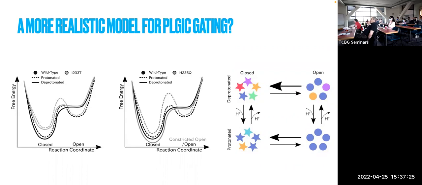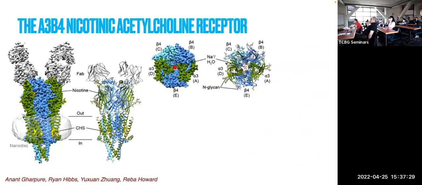We're still working a lot with the prokaryotic channels, and I'm going to come back to that. But a few years ago, we started to work a little bit with Ryan Hibbs' group, and in particular, Yuquan from our team started to work with them. And Ryan is doing far more advanced structures than we are, in particular going after heteromeric receptors. So this is a nicotinic acetylcholine receptor.